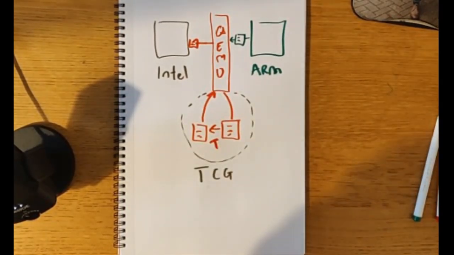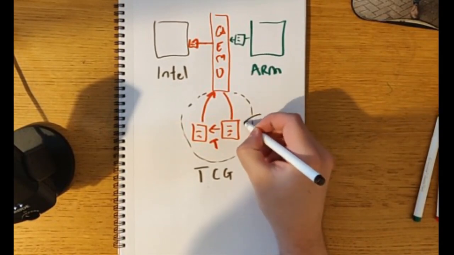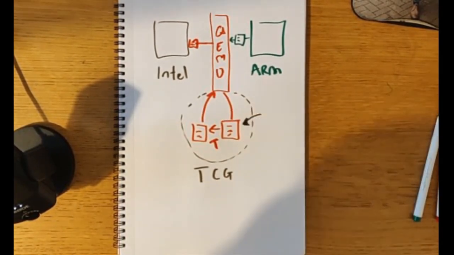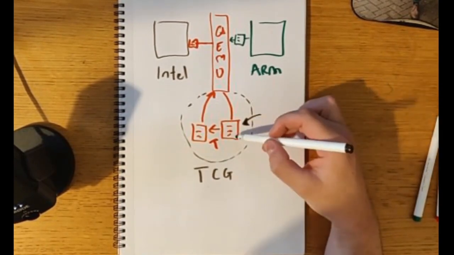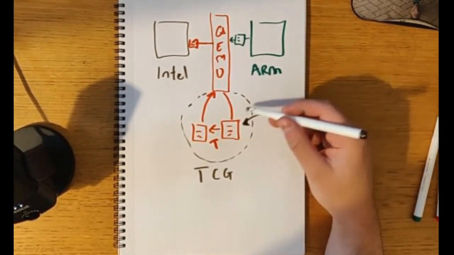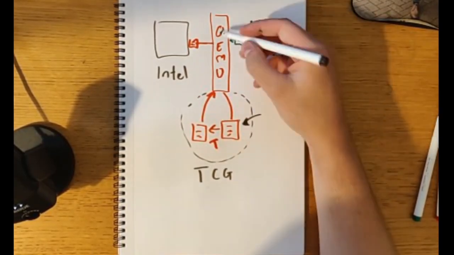One really nice thing about this is that you can either hook into this as it's doing this translation, or you can debug it. QEMU actually allows you to debug as these translations are happening, so you can actually read when these are going on.